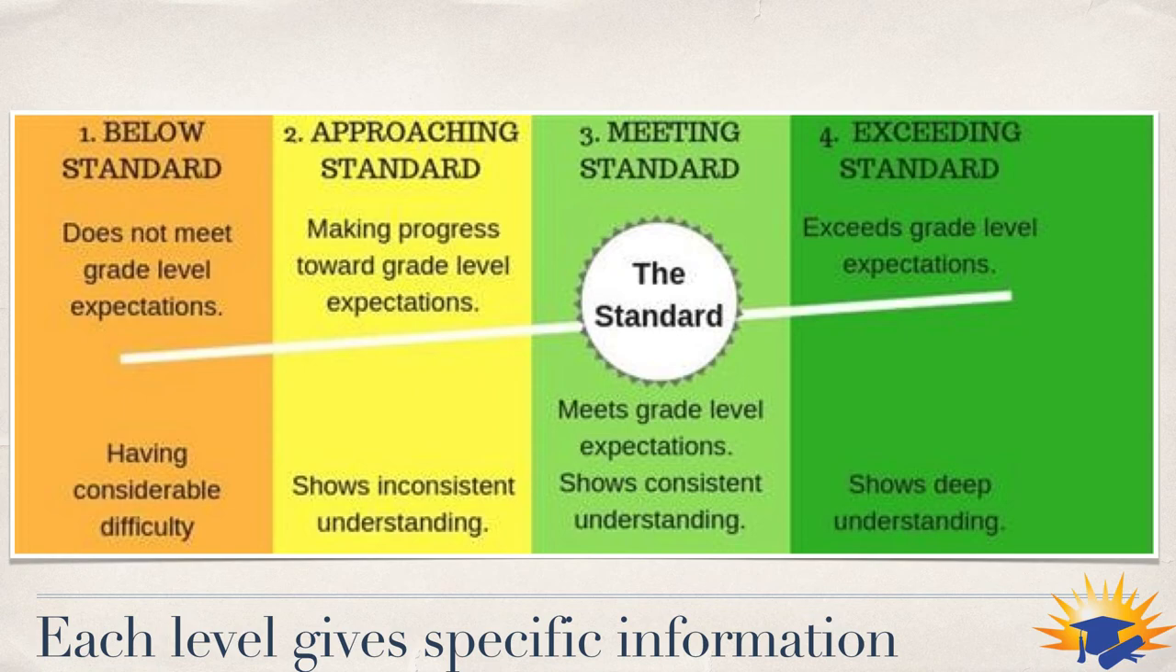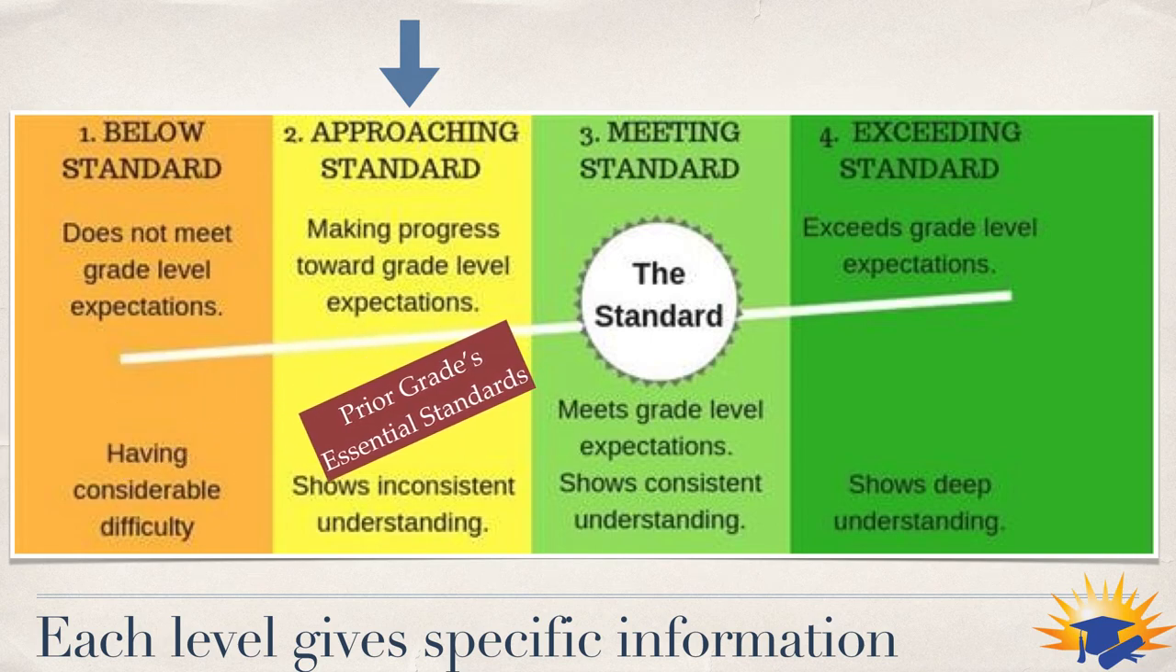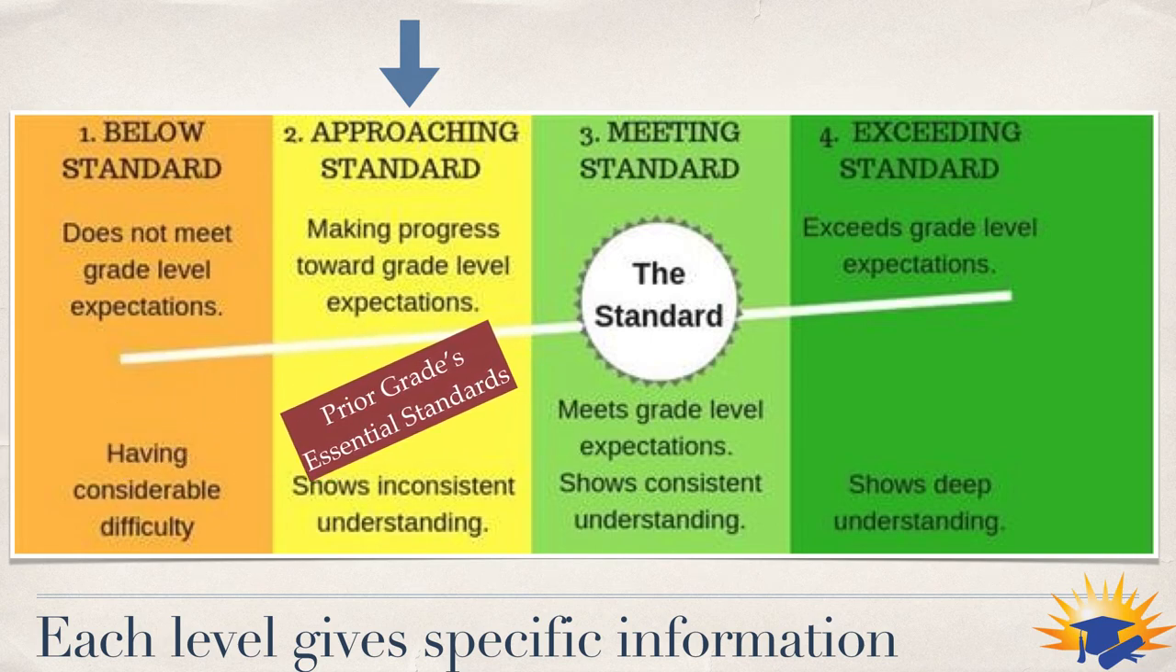As Mattos explained in an earlier video clip, once the team decides what meeting a standard means, they next determine the academic and domain-specific vocabulary that is related to the learning goal. This is recorded in the approaching section. The prerequisite knowledge and skills that are needed to meet the standard are also recorded in the approaching section. The essential standards from the preceding grade level or course are also included in the approaching section of the proficiency scale.